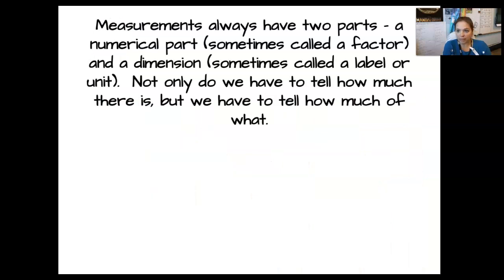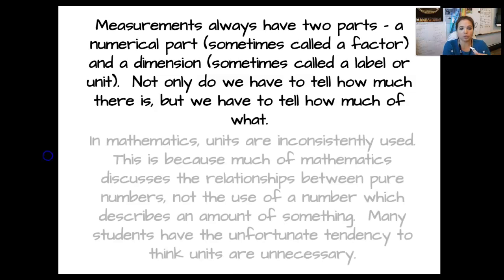First off, measurements. They always have two parts. A numerical part, sometimes called the factor. You've heard of it in math. And then they have a dimension. This is called a label or a unit. I'm very much a stickler about this, so just remember that. Not only do we have to tell how much there is, that number, but we have to tell what it is that we have just measured.